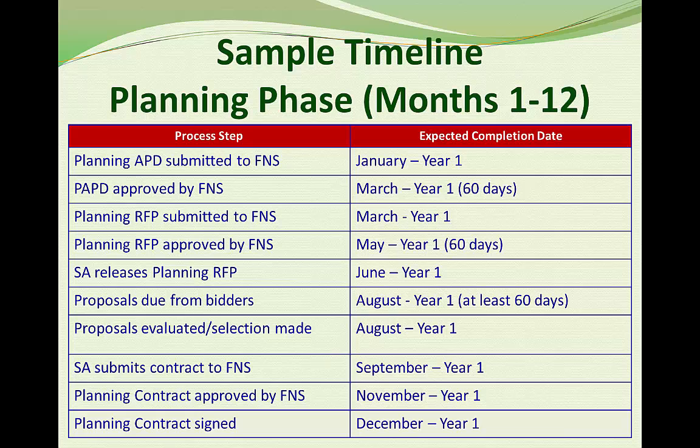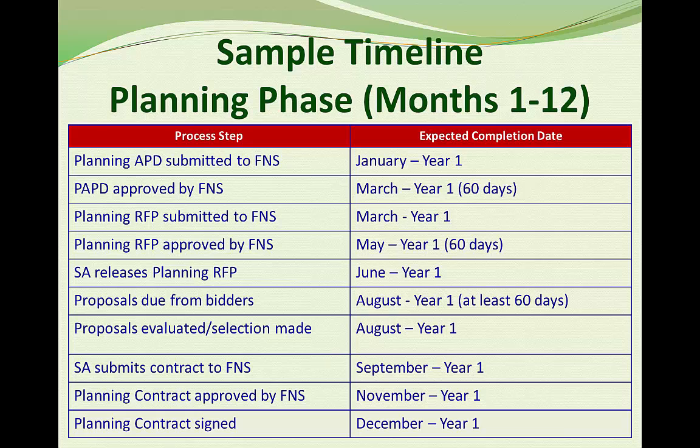The state agency releases the RFP in June and allows 60 days for bidders to respond. That's important to assure fair and open competition. That takes us to August. This state agency has its evaluation team all lined up, trained, and ready to go, so they are able to review those proposals and make a selection quickly, within the same month.